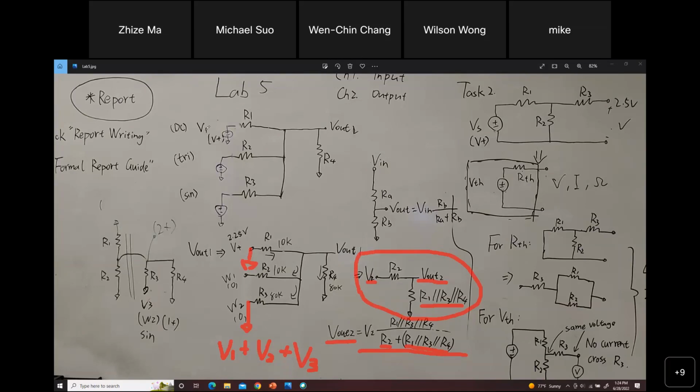Since V1 is a DC, Vout1 will be a DC signal, a constant number. V2 is a triangle wave, so Vout2 is an equation of a triangle wave. And V3 is a sine wave. Which means the final answer is a DC plus a triangle wave plus a sine wave. Then you use this equation to plot the output. That's, I think, the second or third step in the pre-lab.